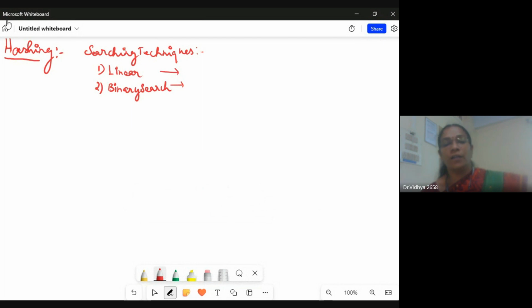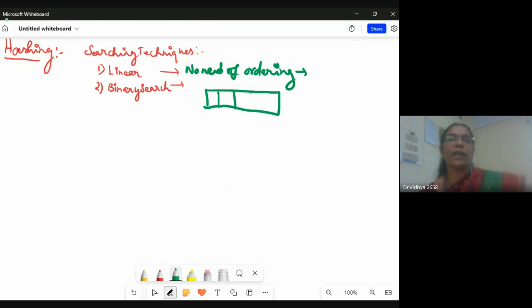In linear search, we can search the element in any order, right? The ordering of the elements is not necessary in linear search. There is no need of ordering the elements beforehand. We will be checking each and every element in the list one by one.